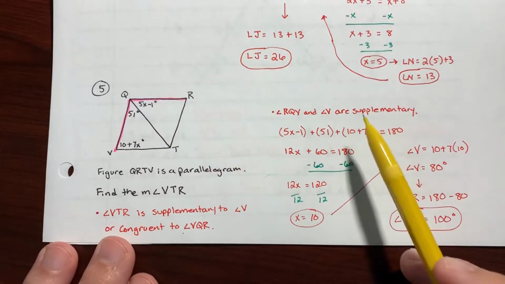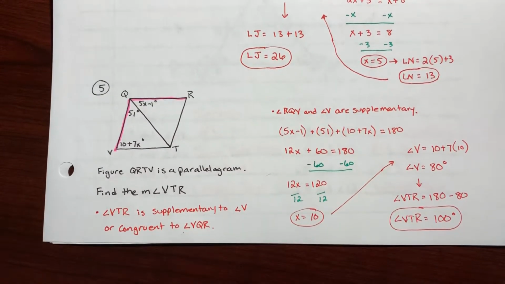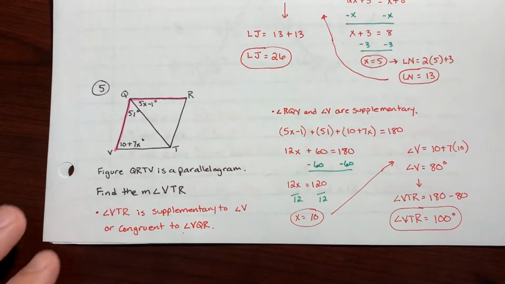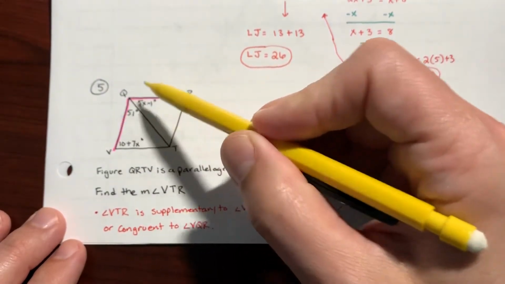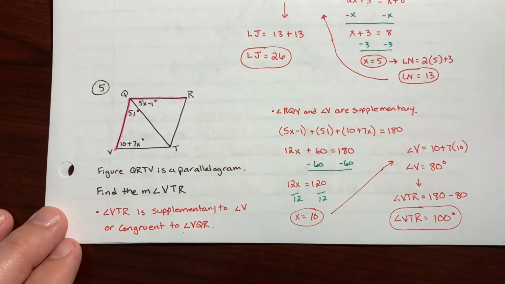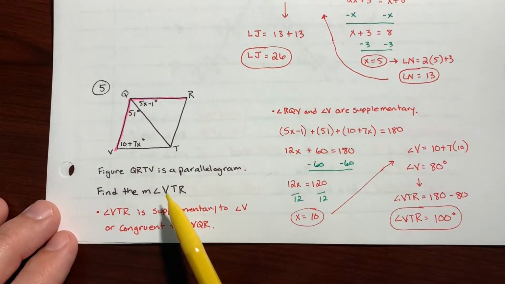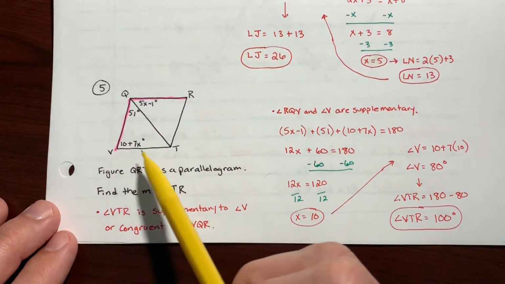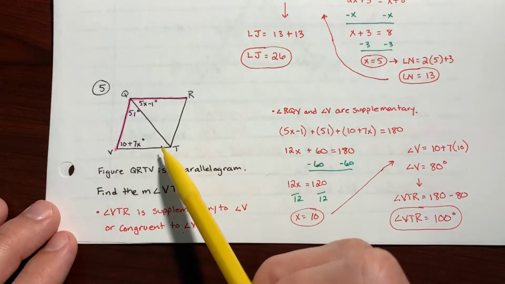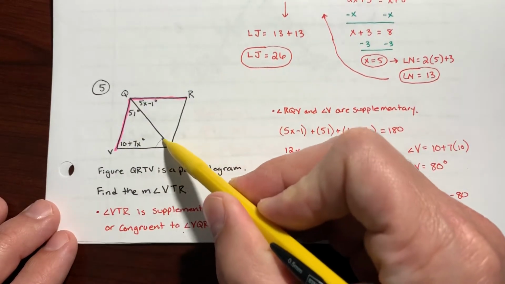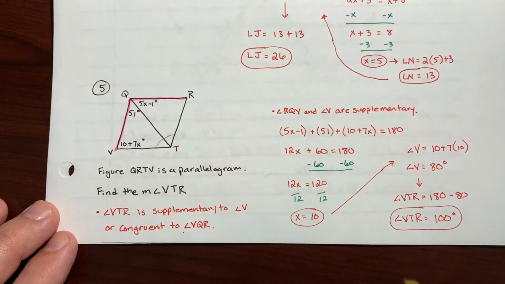All right, so RQV and angle V are supplementary. Okay, so they're talking about this whole angle here and this angle right here. All right, find the measure of angle VTR, so VTR. So we are talking about this whole angle right here. We're trying to find the measure of that whole thing.